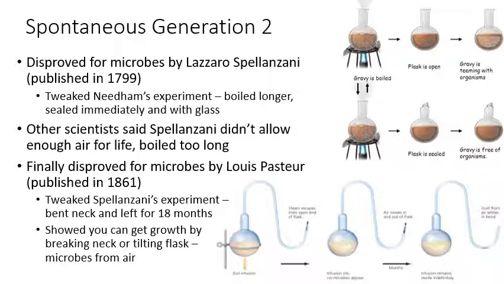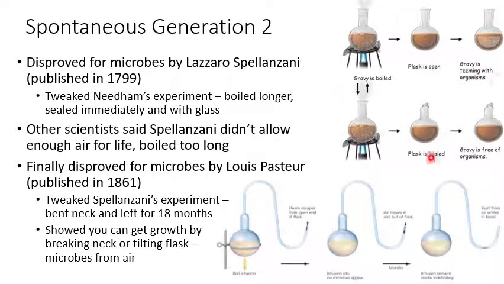So he boiled his beef broth for a lot longer, and then he sealed it right away. He didn't let it cool down. And instead of sealing it with cork, he melted the necks of his flasks and sealed the glass.